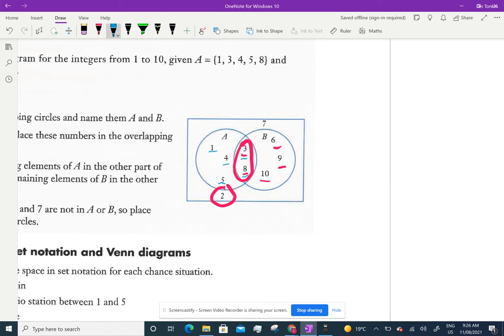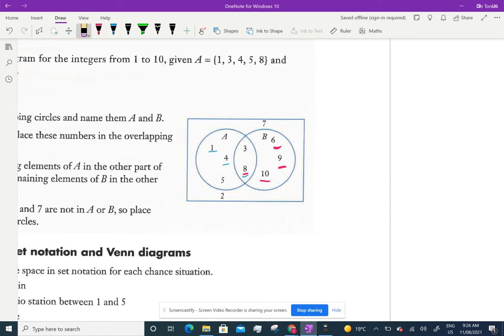The intersection is the 3 and the 8. Everything in A and B is 1, 2, 3, 4, 5, 6, 7, 8, 9, 10. There's a 7 there. 1, 2, 3, 4, 3, 4, 5, 6. 1, 3, 4, 5, 6, 8, 9, 10.